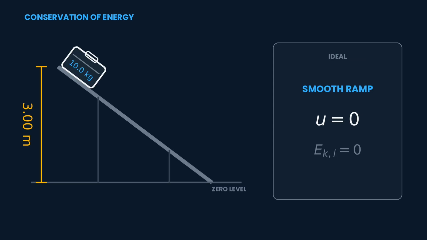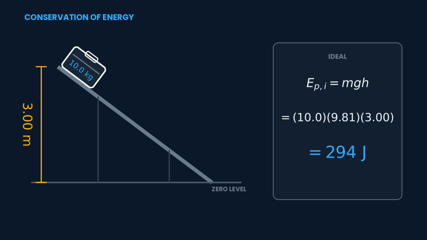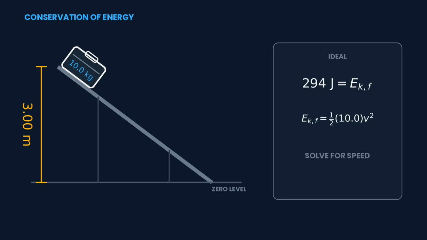First, make the ramp smooth and neglect air resistance. The case starts from rest, 3.00 meters above the bottom, which we choose as 0. Its initial kinetic energy is 0. E_P = 10.0 × 9.81 × 3.00, giving 294 joules. At the bottom, its gravitational potential energy is 0, with no resistive transfer.